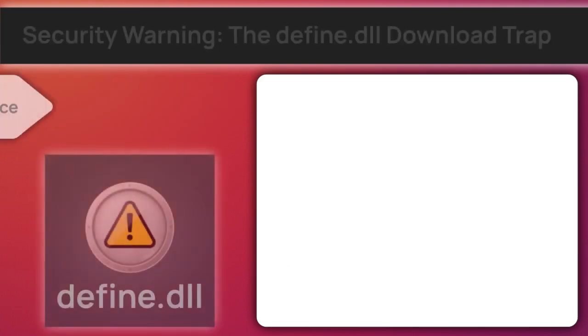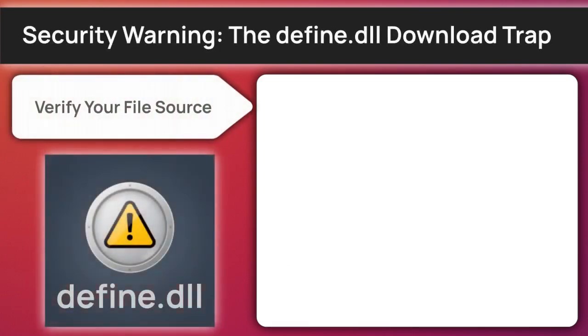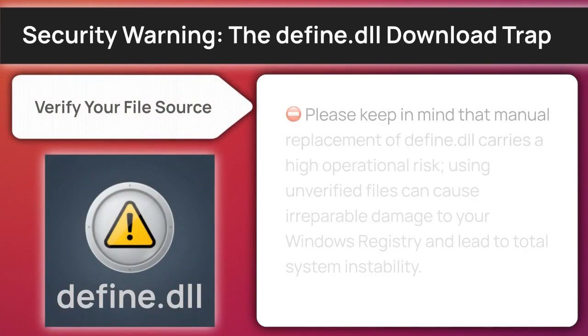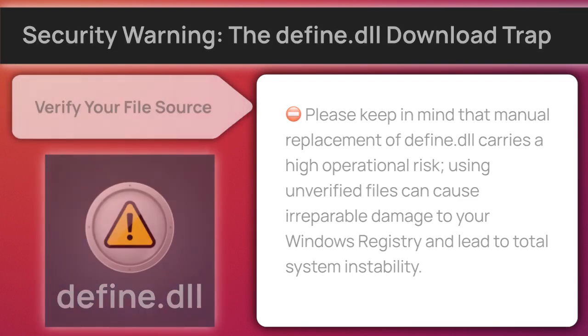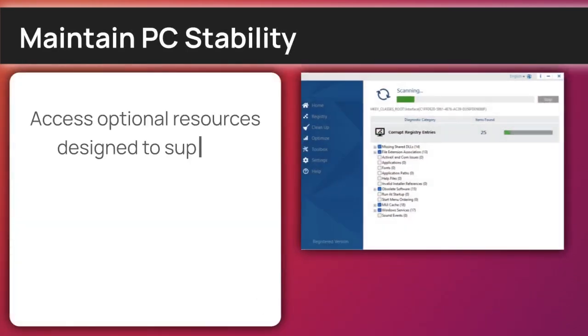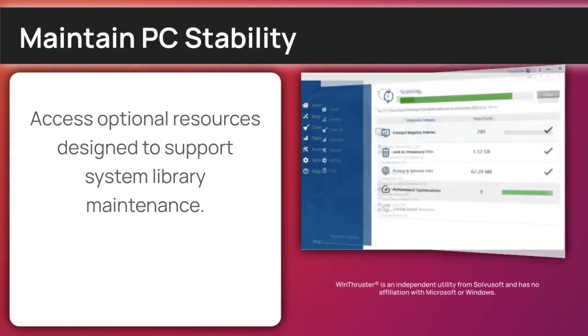Before concluding, I want to address a critical security consideration for maintaining your system's integrity. Installing an unverified version of Define Library DLL is a common security pitfall that can inadvertently bypass your system's built-in execution safeguards and firewall.